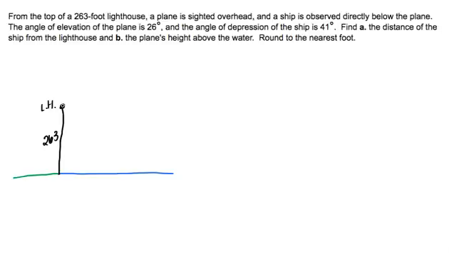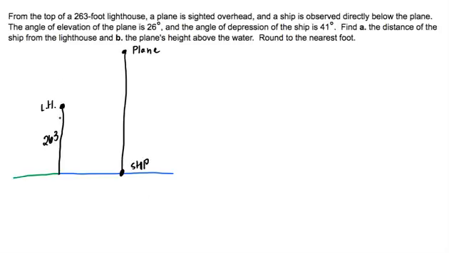Now it says a plane is sighted overhead. The plane is going to be higher than the lighthouse, so let's assume there's my plane. And a ship is observed directly below the plane, so way down here. Let's go ahead and draw the line actually. There is a ship.